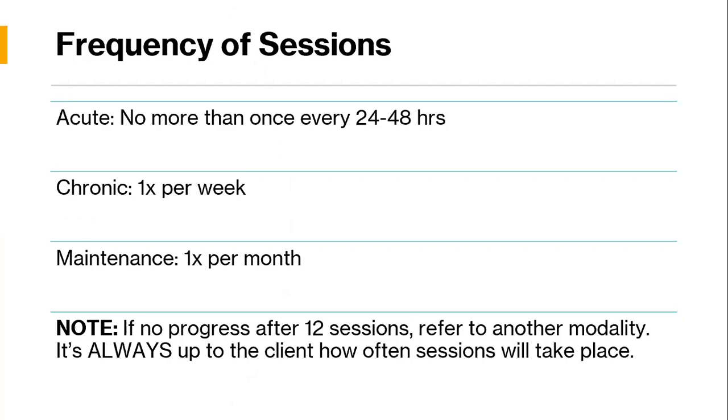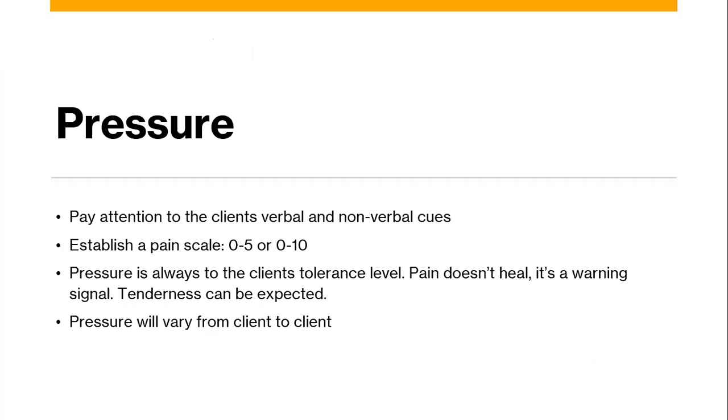How often do you do a treatment? Acute, no more than every 24 to 48 hours. You need time for the body to release the toxins that are stimulated, and you don't want to cause a healing crisis. For chronic conditions, you can do sessions once per week. For maintenance, it's once per month. And if no progress is found after 12 sessions, you refer to another modality. It's always up to the client how often sessions are going to take place.